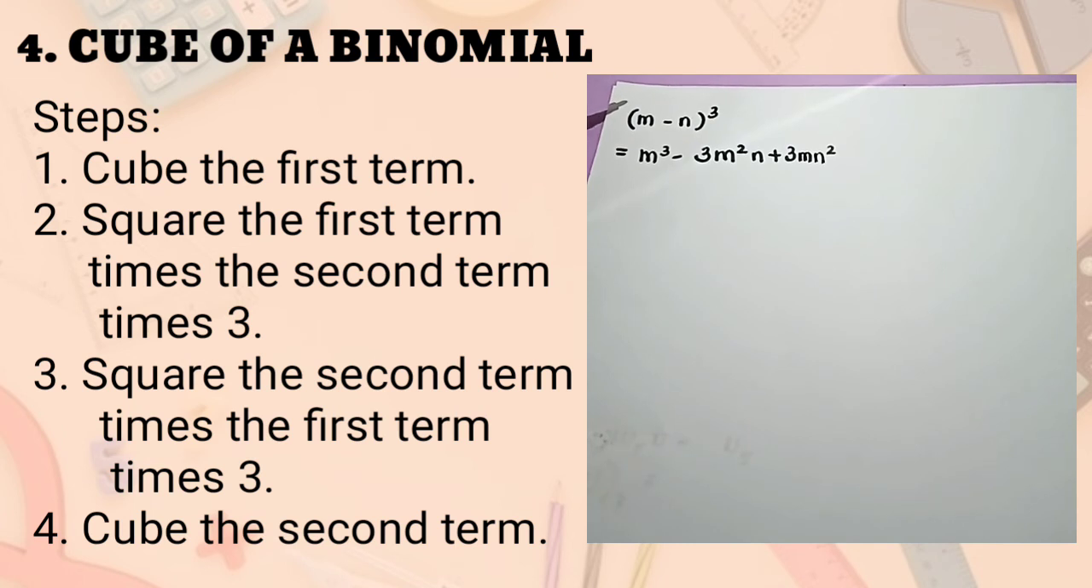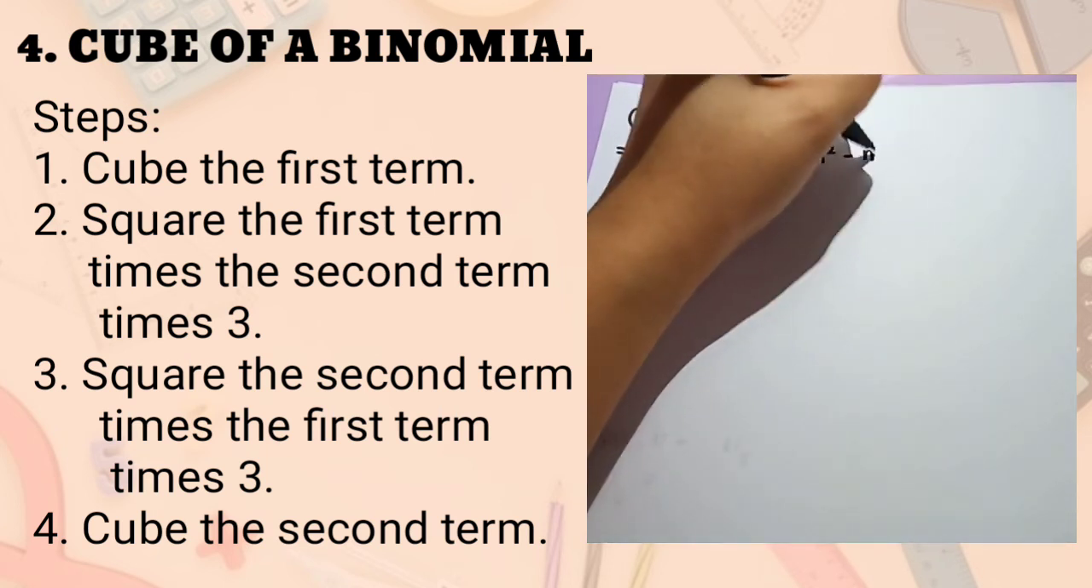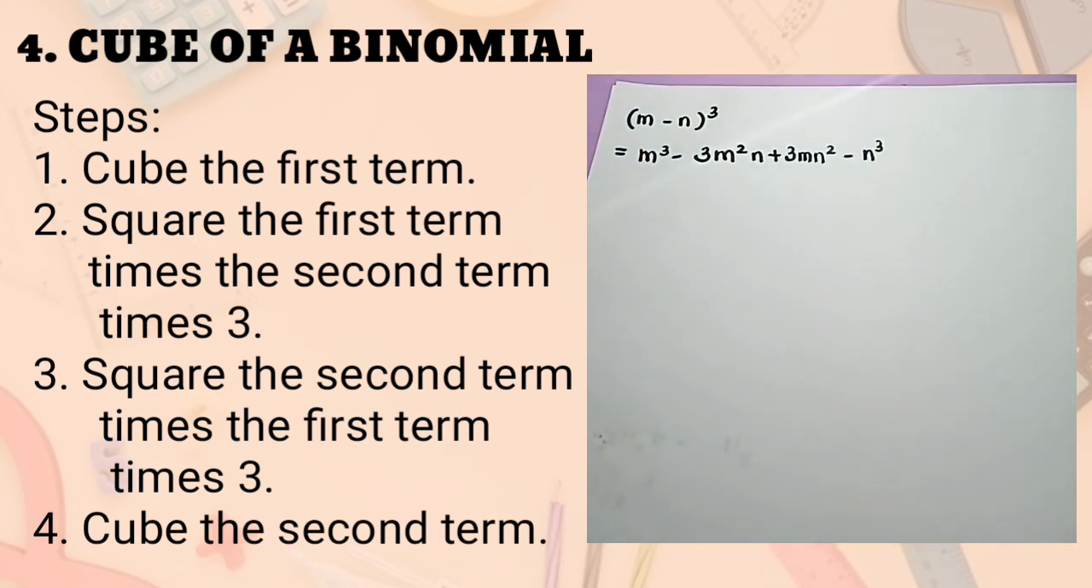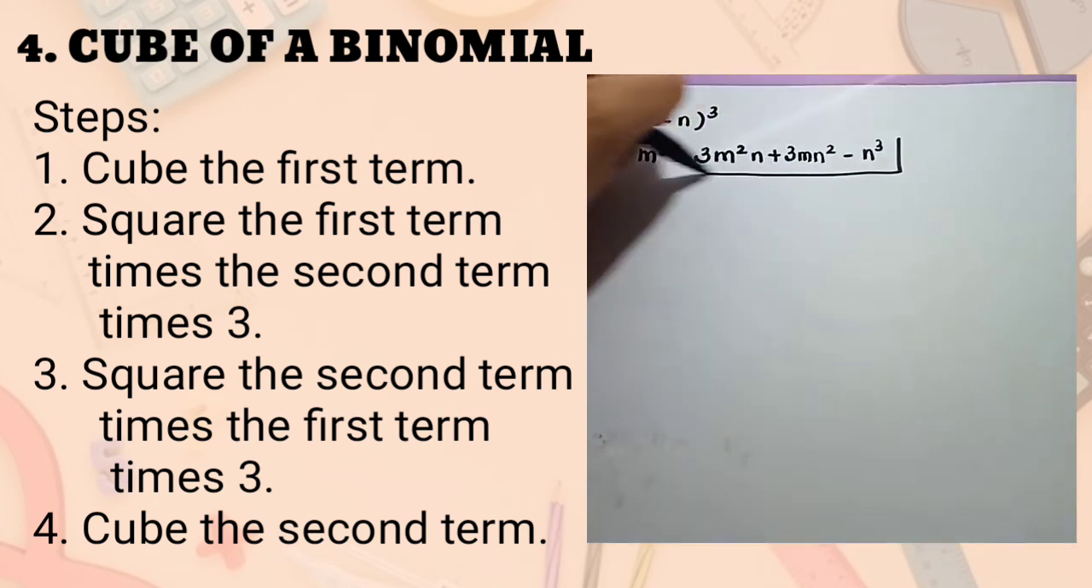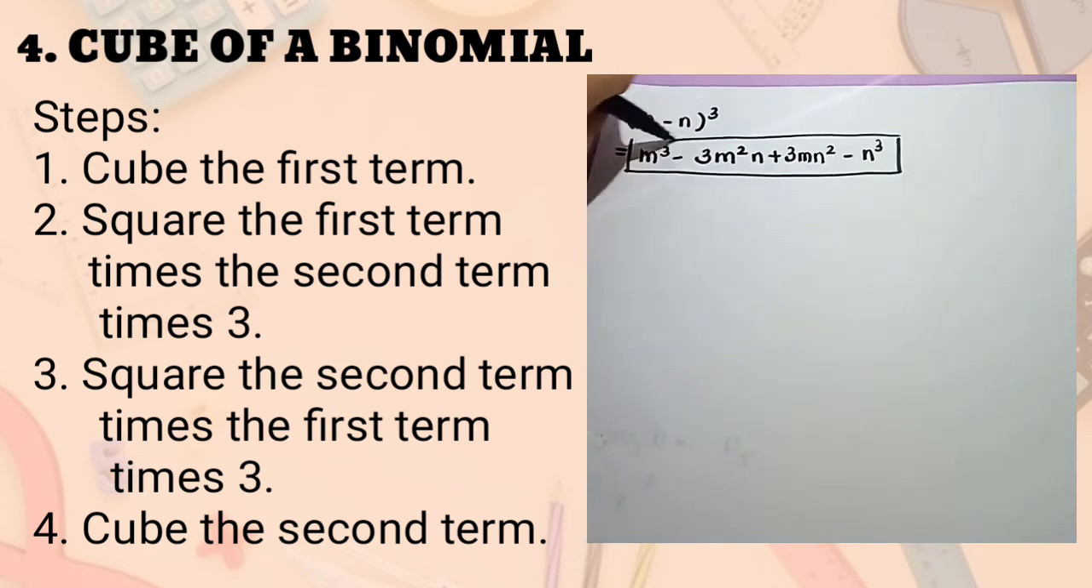Then, the fourth step ay i-cube natin yung second term. Okay? So, i-cube natin to. Since cube, mananatiling negative yung ating sign, or ang ating operation ay minus. So, minus n cube. Okay? So, ngayon, ito na yung ating answer. Since magkaiba yung ating variable, hindi na natin siya i-arrange.